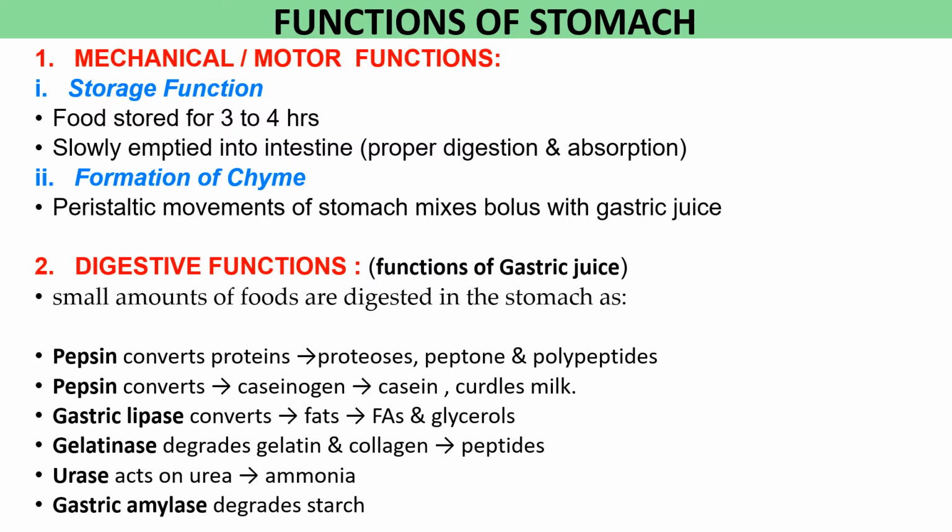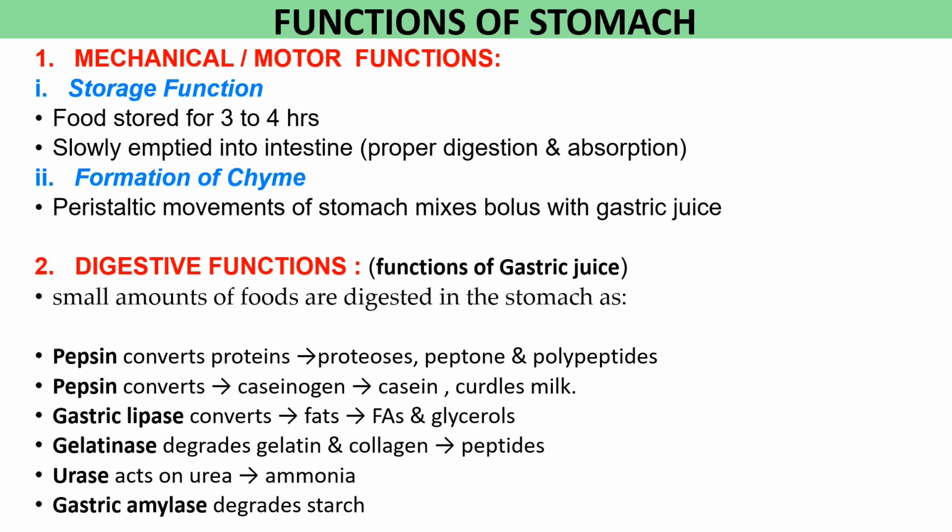Now, the second mechanical function of the stomach is formation of chyme. The peristaltic movements of the stomach mix the bolus that is present in the stomach with the gastric juices, and thus it helps in formation of a chyme which can easily pass along further into the intestine.